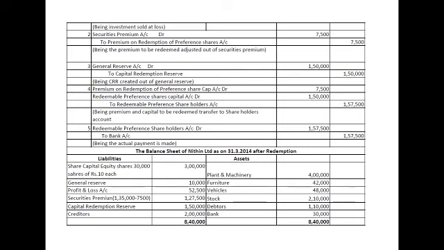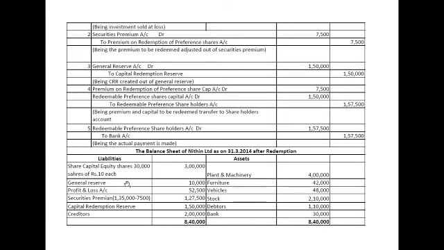After giving all the journal entries, in the last phase we have to prepare the balance sheet of Nitin Limited after redemption. Here there is no need to write the preference share capital because it is already repaid. So directly we go for equity share capital. There is no fresh issue, so only the existing share capital: 30,000 shares of rupees 10 each will come to 3 lakh.